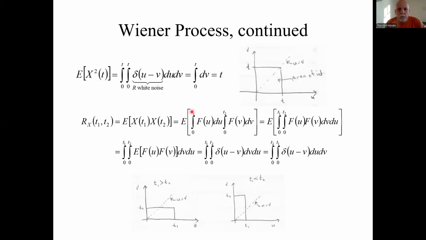We'll make U correspond to T1 and V correspond to T2. So this product becomes a double integral, but I have to be careful. These upper limits have to match the order of integration. So if I integrate over V first, that corresponds to T2. U corresponds to T1. You have to be consistent in how I label them.